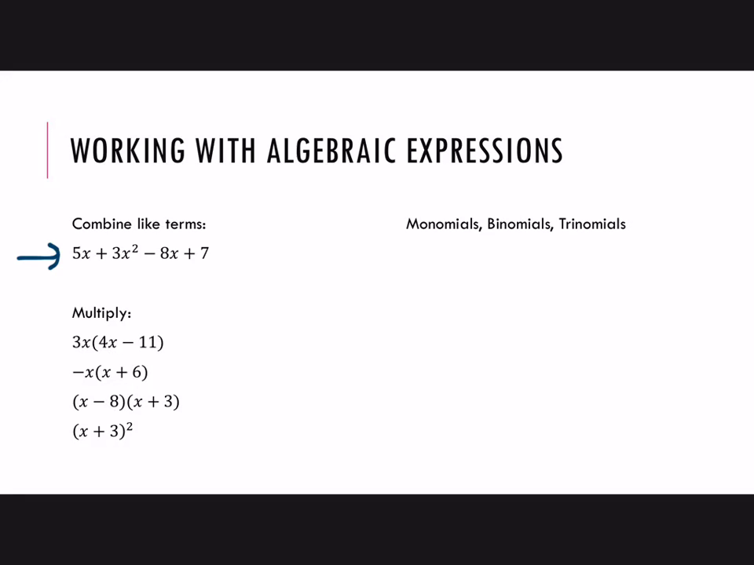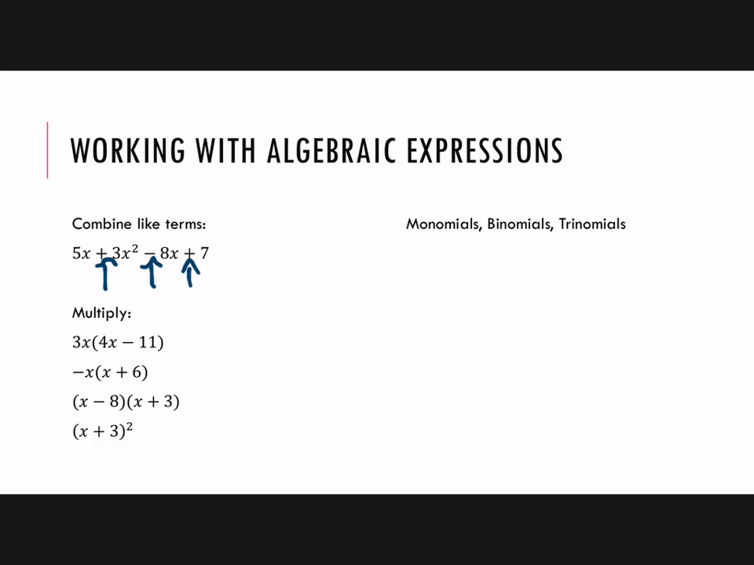In this expression, 5x plus 3x squared minus 8x plus 7, we would look for terms that have the same variables and the same exponents, and that's what we mean by like terms. To distinguish the terms, you look for the plus or minus signs, and then the terms are on either side of those. So we have four terms.